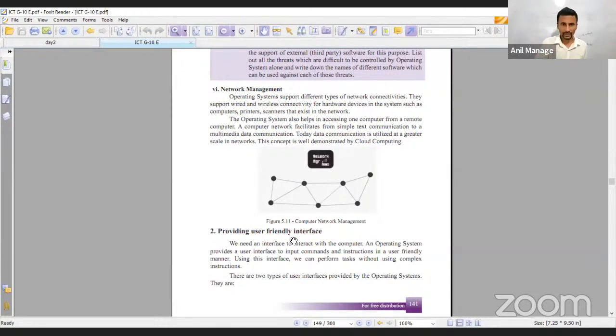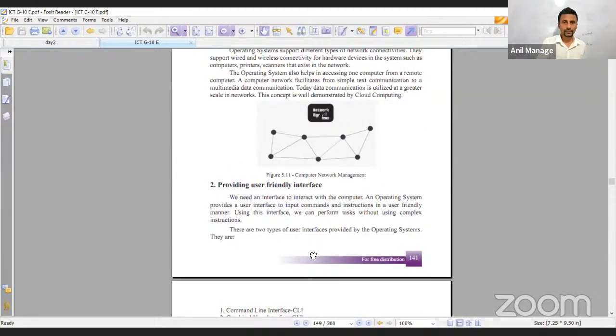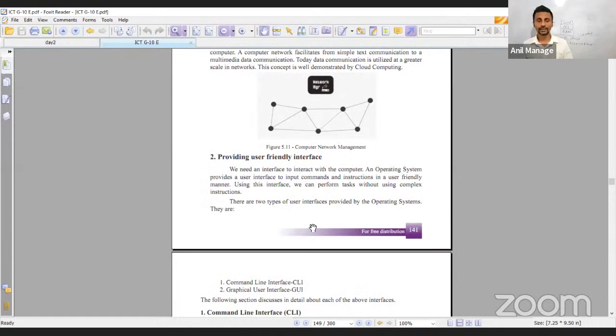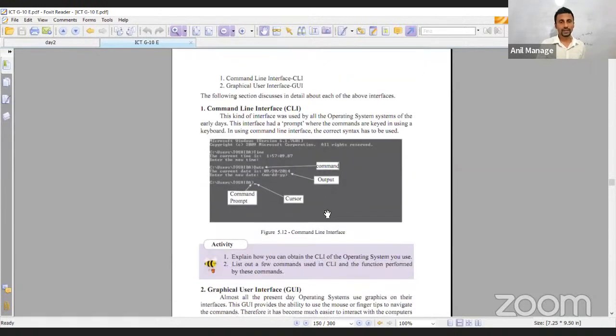Now I think you can understand that part. Then providing user interface. The other thing is, now this all came under hardware management. Now the second one is providing a user-friendly interface. There are two different interfaces. One is command line, the other one is graphical user interface.